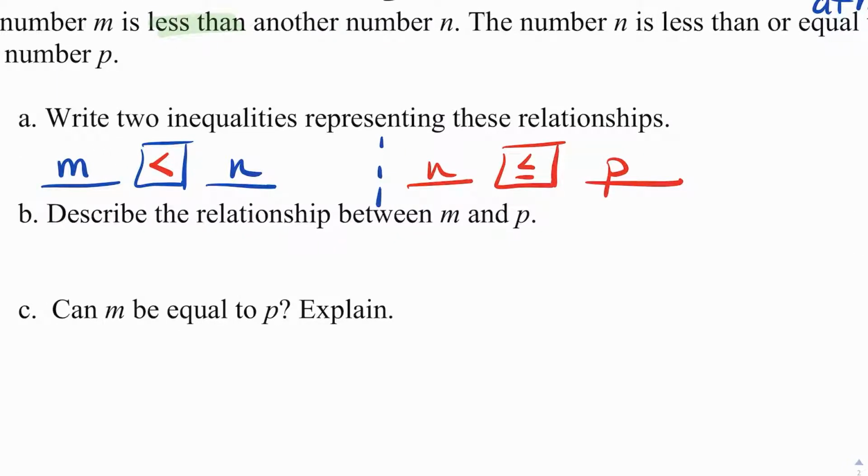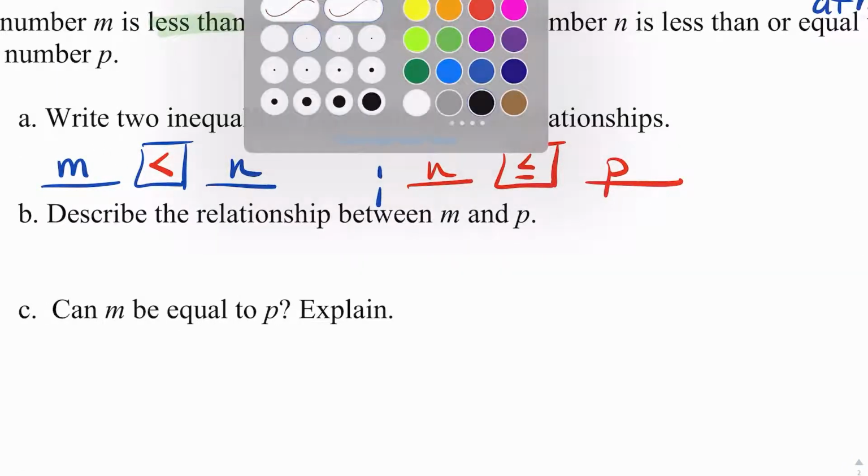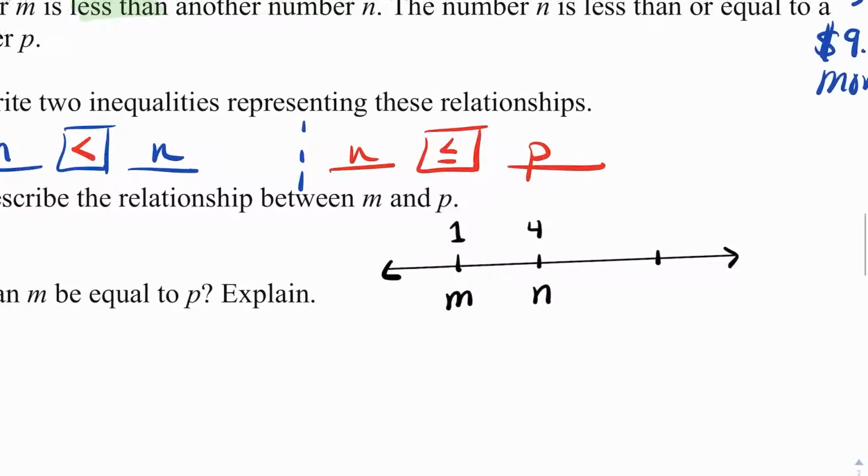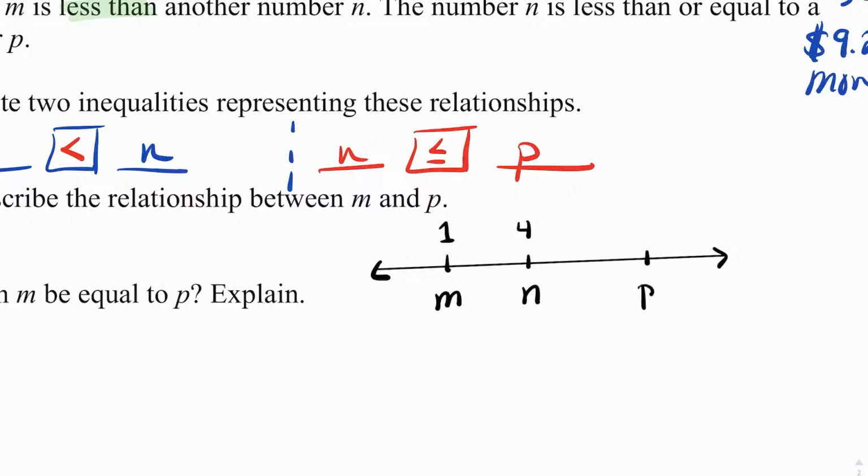Now it wants us to describe the relationship. So let's make this a little more tangible. Let's put a number line here. So let's make up three numbers. Let's put M right here. That needs to be less than this other number called N. And to help you, maybe let's call that the number 1 and this the number 4. And let's make our third number, P, a little bit more than that, or it could be equal to. Let's just make it more. Let's just put that at the number 10.